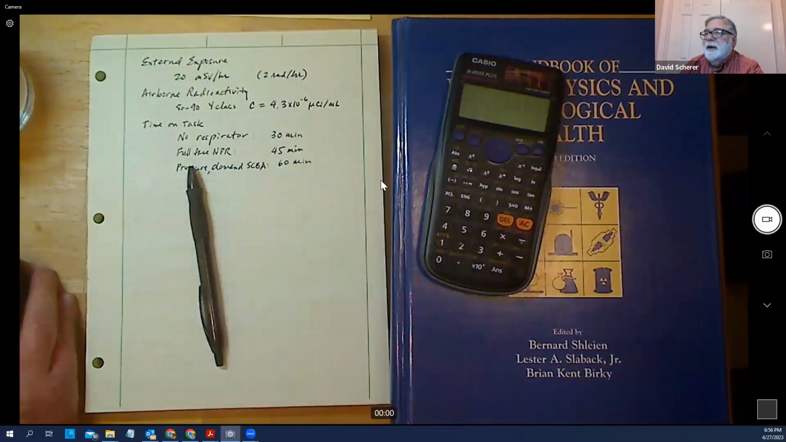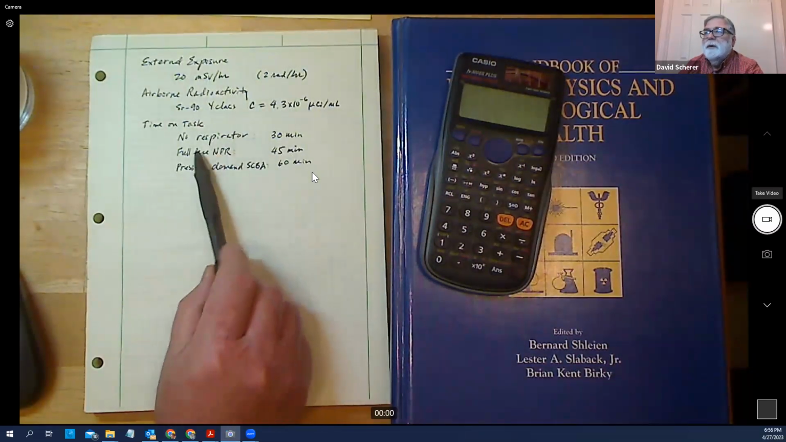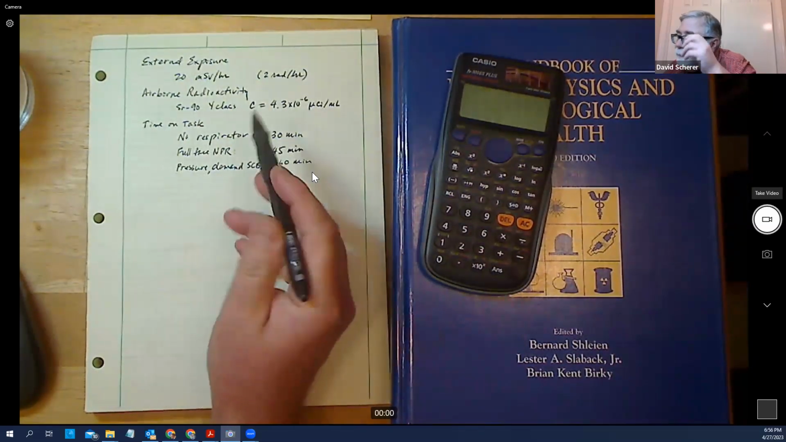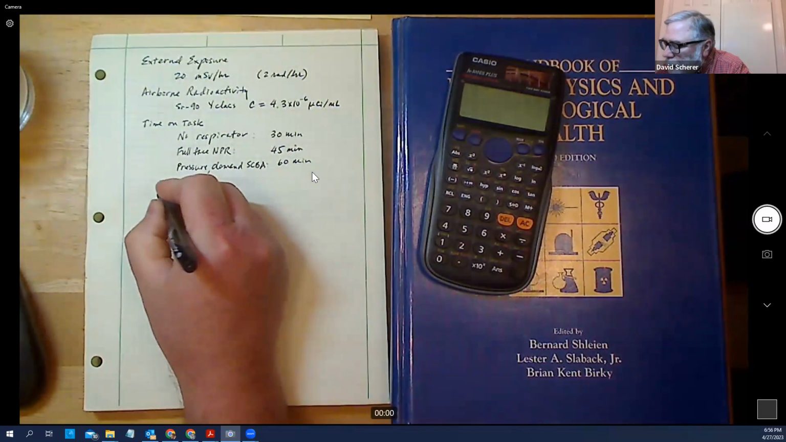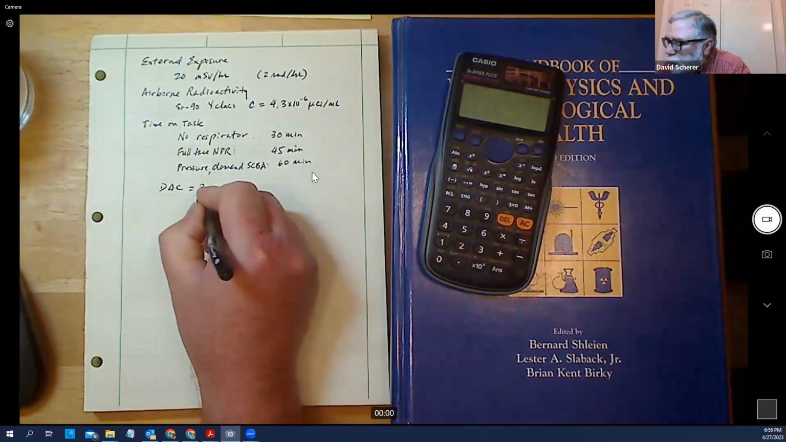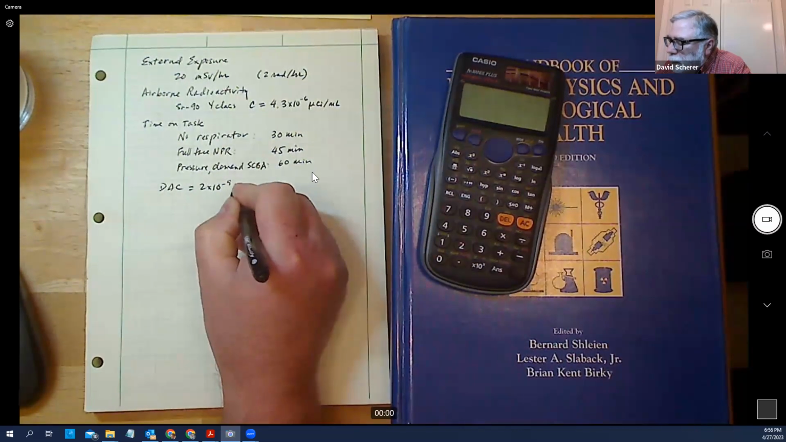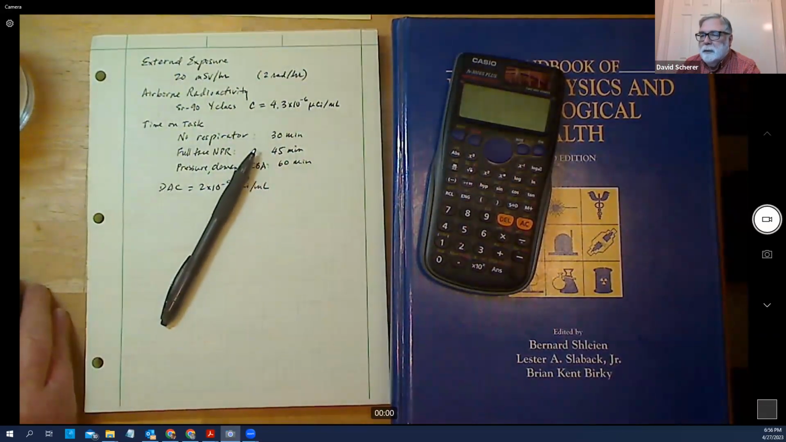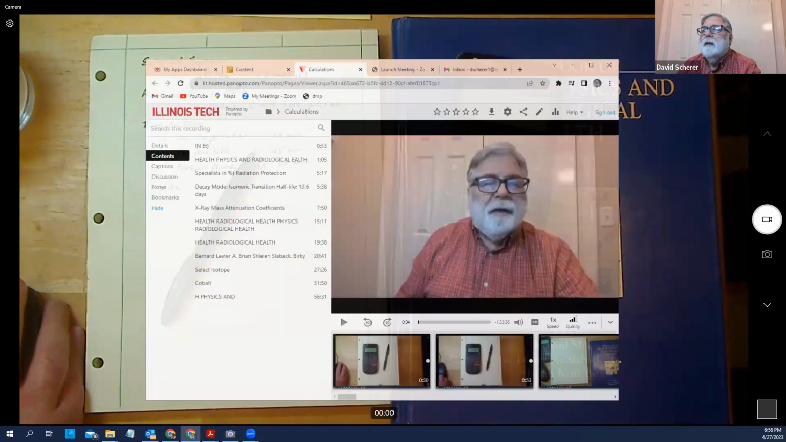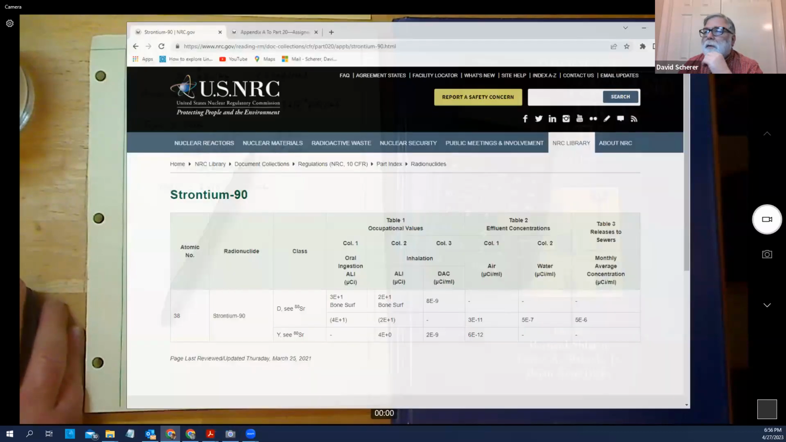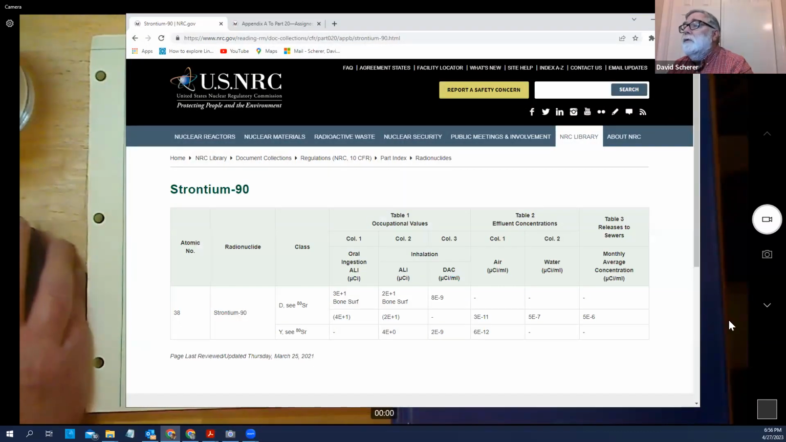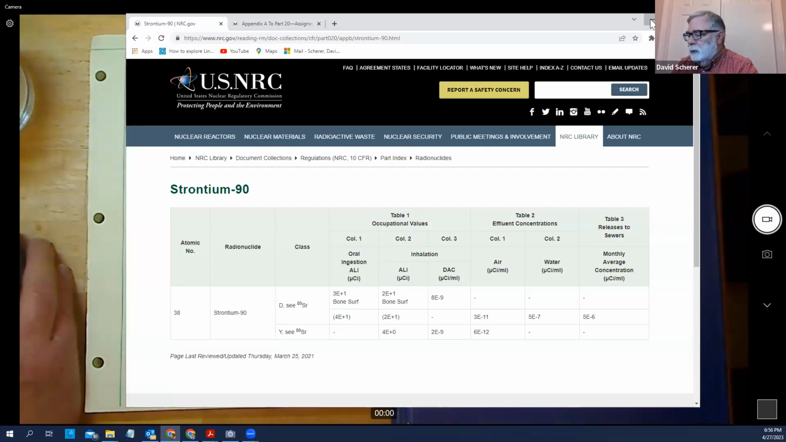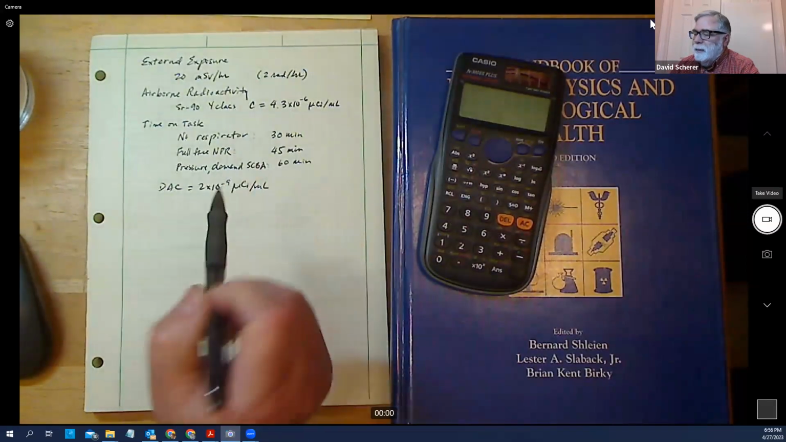Okay, so on my pad I have a DAC. I have not indicated it here. So the DAC is 2 times 10 to the minus 9 microcuries per milliliter. Let's make sure that we've got that right. Two times 10 to the minus 9 microcuries per milliliter. There we go. Okay, so how do we go about solving this problem?